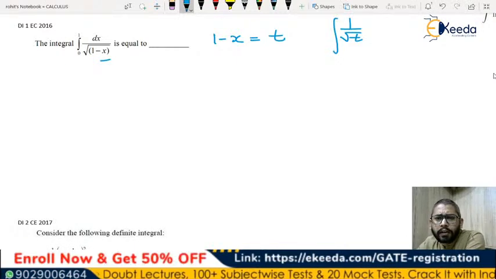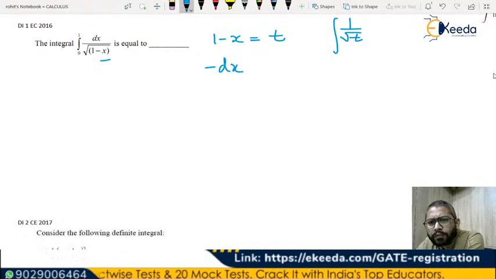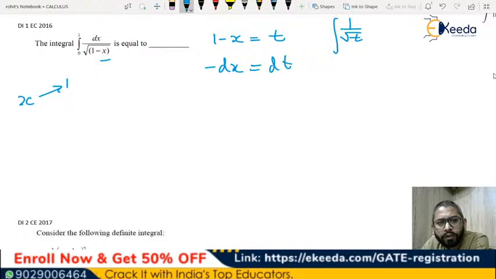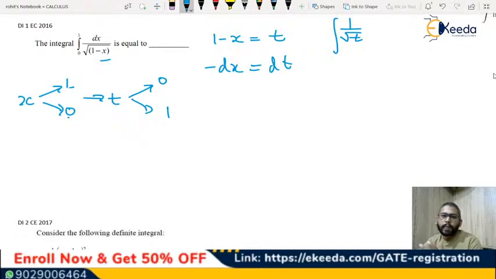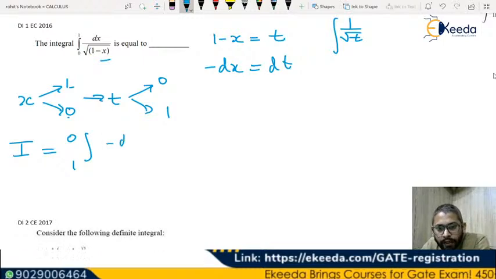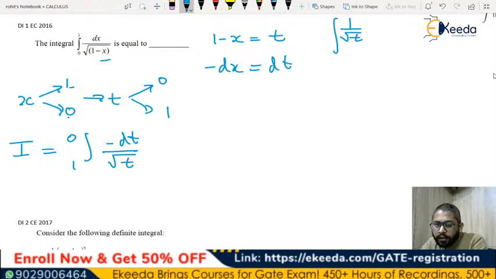So in that case, if I am taking 1 minus x as t, this minus dx will become dt, and this x has a limit of 0 to 1. So as per that, t will have new limits, and t is 1 minus x. So 1 minus 1 will become 0, and 1 minus 0 will become 1. So in that case, this I can be written with the limits changed to 1 to 0, and instead of dx we'll write minus dt. So minus dt divided by under root of t, right?